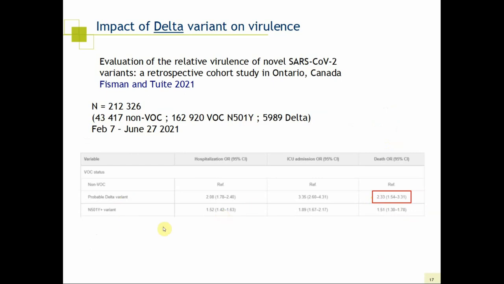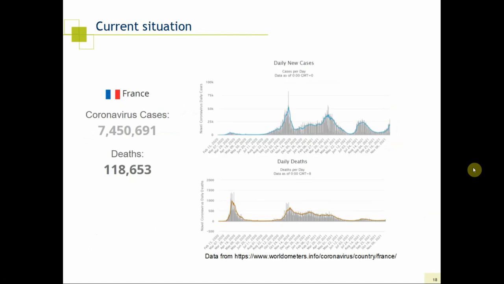And when they compared alpha versus the wild type, they got a hazard ratio of about 1.51. So pretty close results for alpha between the two studies. So I think it is reasonable to say that the Delta variant is about 2 times as pathogenic as the wild type. So significantly more dangerous.